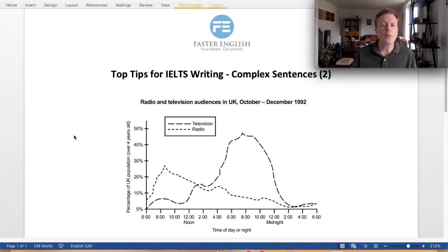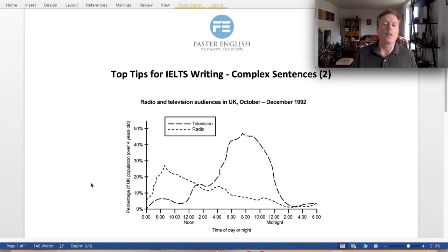So we're not going to look at the task in detail. By now we know we have an introduction, overview sentence, describe the main features, compare and contrast. That part is always the same. We're going to look at how to create complex sentences using adverbs and some common mistakes.